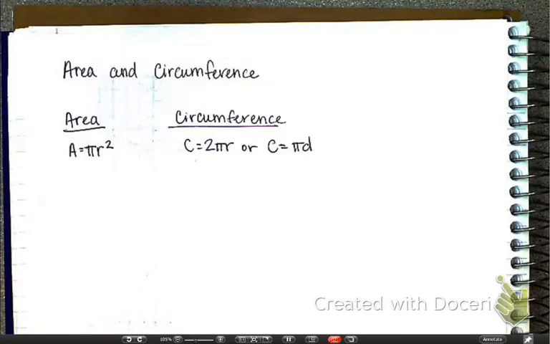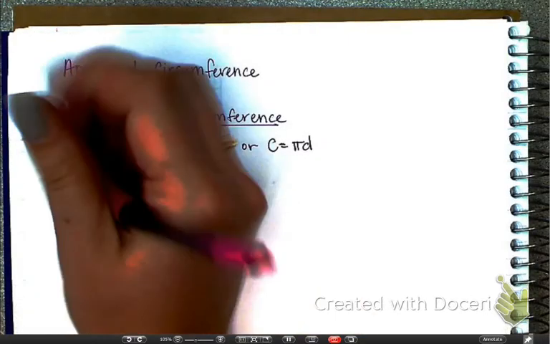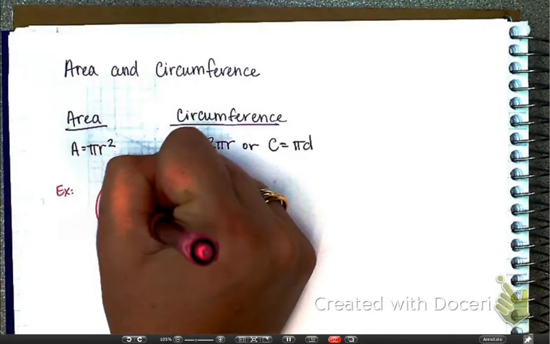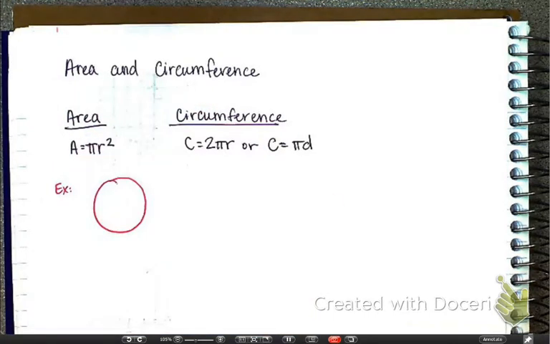The first couple problems should be pretty basic. We're going to have an exact answer, which means our answer is going to be in terms of pi, which means you get to leave pi in your answer. And then I'm also going to have you round to the nearest tenth. So we're going to have two answers: in terms of pi, meaning pi is in your answer, and rounded to the nearest tenth. So let's start by drawing a circle. Yes, you have to draw it. It doesn't have to be big.